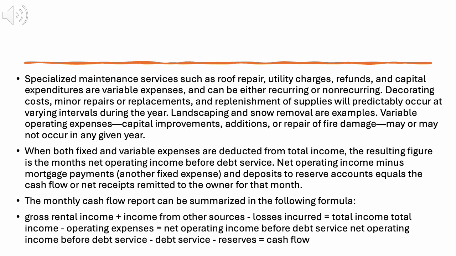The monthly cash flow report can be summarized in the following formula. Gross rental income plus income from other sources minus losses incurred equals total income. Total income minus operating expenses equals net operating income before debt service. Net operating income before debt service minus reserves equals cash flow.